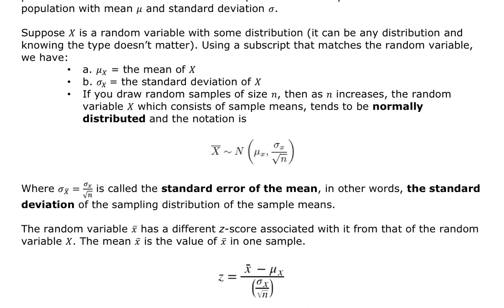That standard deviation is also sometimes called the standard error of the means. So it is the standard deviation of the sampling distribution of the sample means. The random variable, lowercase x, which is a particular mean, has a different z-score associated to it from any of the random variables with the capital X. The mean, a particular mean out of a sample, x bar is the value of x bar in one sample, and so the z-score is going to be the x bar minus your mu sub x divided by this calculated standard deviation. Typically, it's not the one that is given to us.